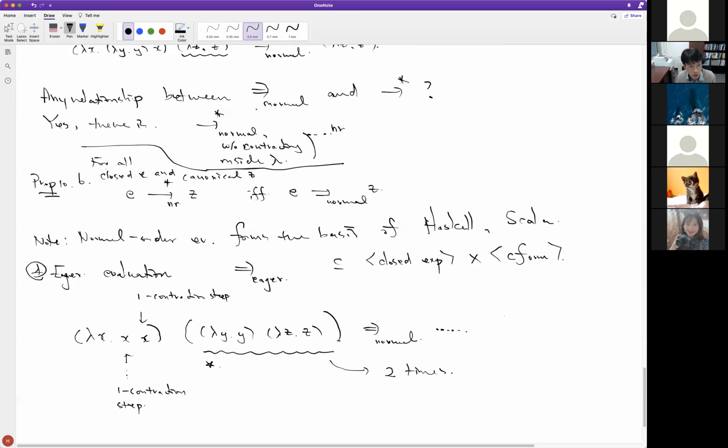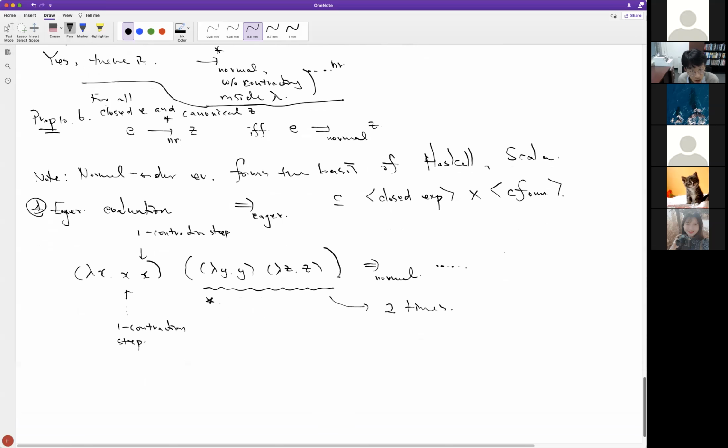So eager evaluation is another, much more popular evaluation strategy adopted by programming languages like OCaml, Scala, Clojure, and Java; most programming languages adopt eager evaluation. That's because it's more efficient in some sense, and it's easier to understand what's really going on.